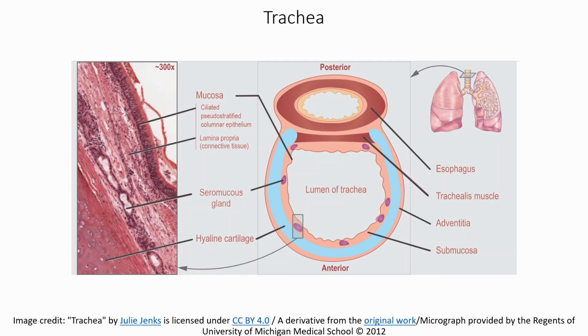Those are really the main things that I'm concerned about with the trachea, knowing the basic structure: mucosa, submucosa, cartilage, and the outer lining of adventitia.